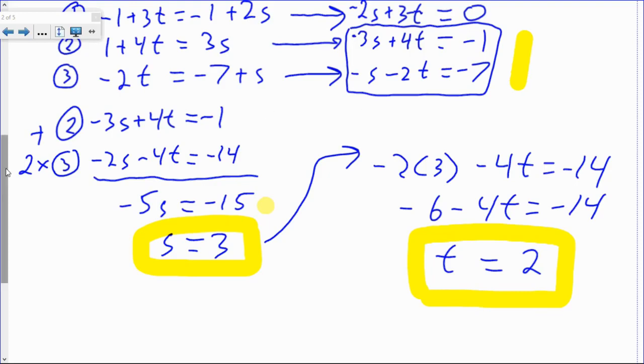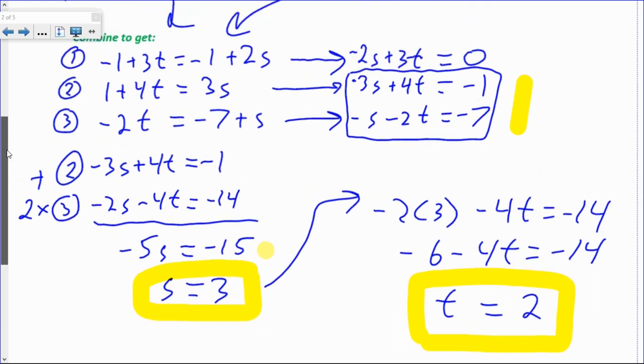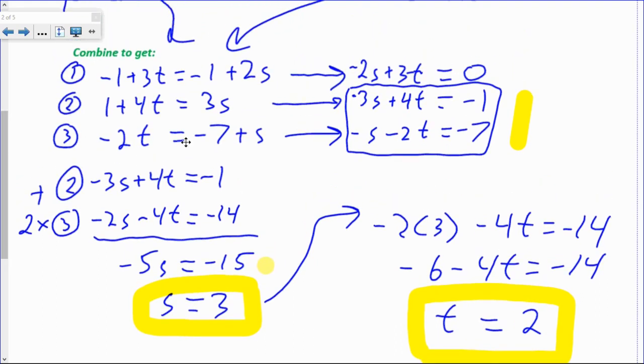Now, hang on a second. I'm not quite done yet. And this is probably the trickiest part of the lesson to understand. And that's that s and t are happy in these two equations right here.